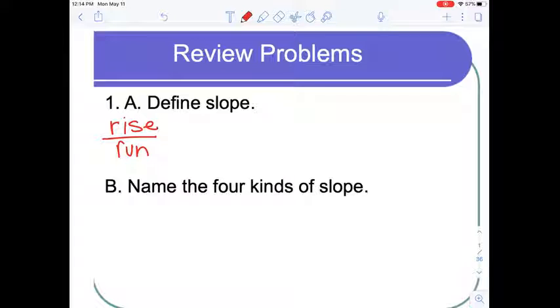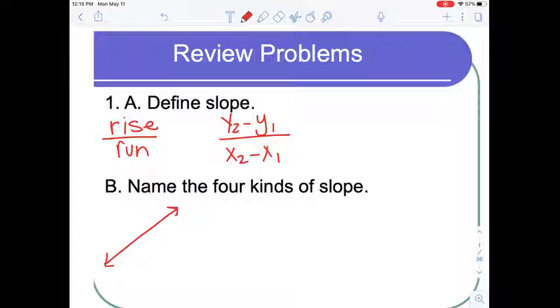Slope can be found a couple of ways. We can use rise over run. We can also use that formula y2 minus y1 over x2 minus x1. And then letter B says name the 4 kinds of slope. So there's 4 different types of slope.